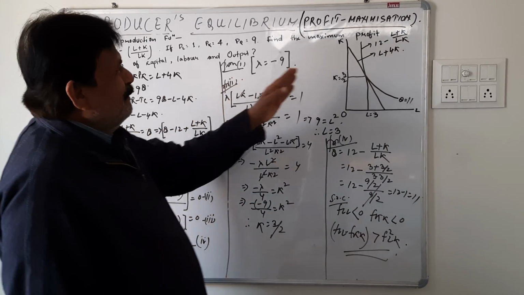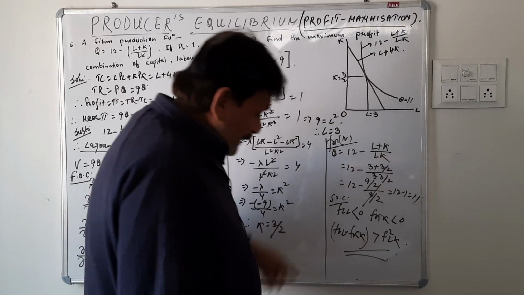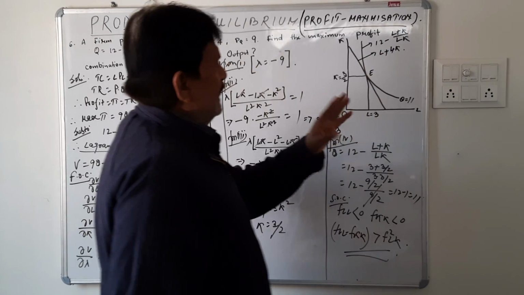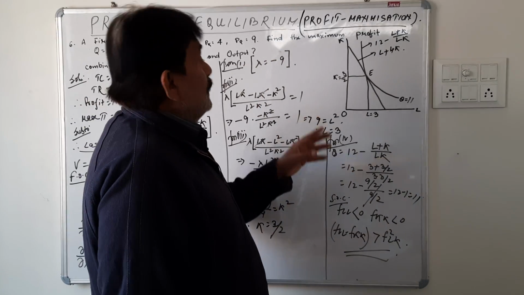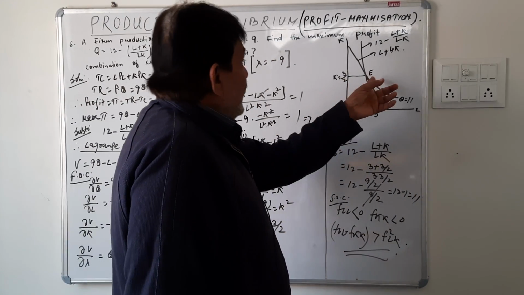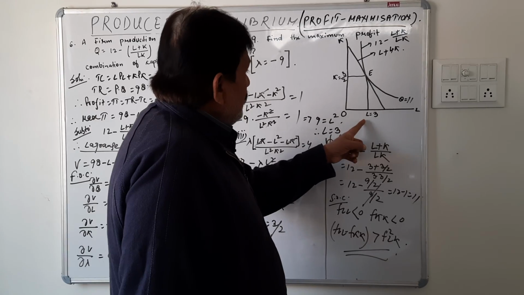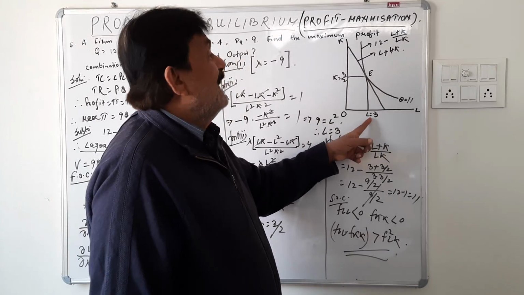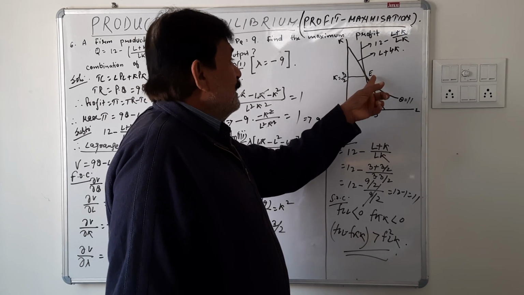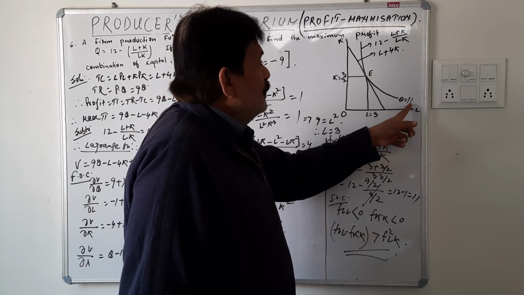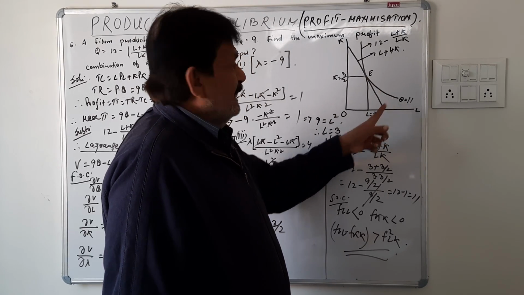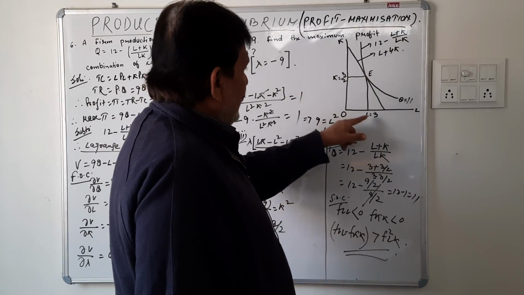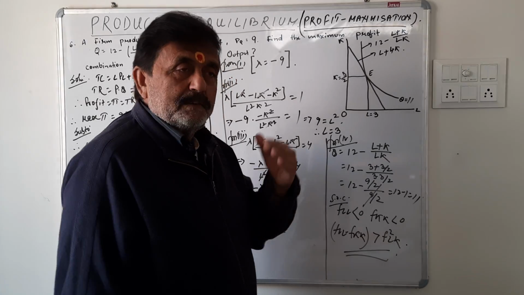Now let us see first in the diagram. At this point, profit is maximized. Both of the conditions are being fulfilled. Now what we are supposed to calculate: to reach this point, what amounts of the two factors would be used by the producer? One thing. And secondly, to maximize the profit, how much output will be produced? These three pieces of information have been sought in this sum, and when we get the values of these three, we are able to maximize the profit.